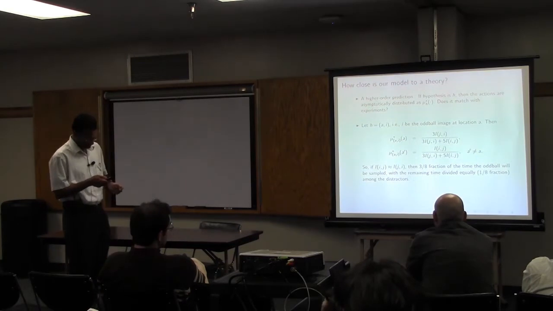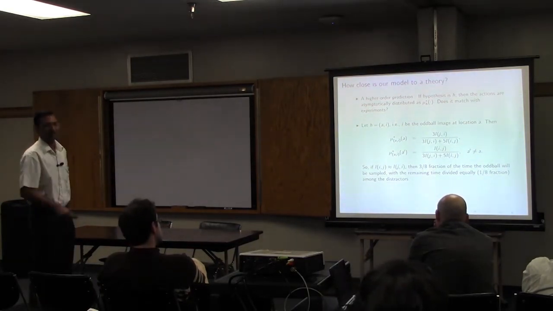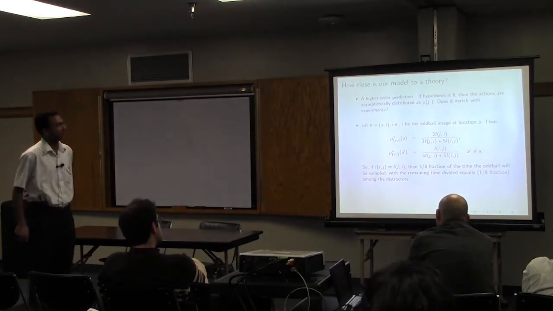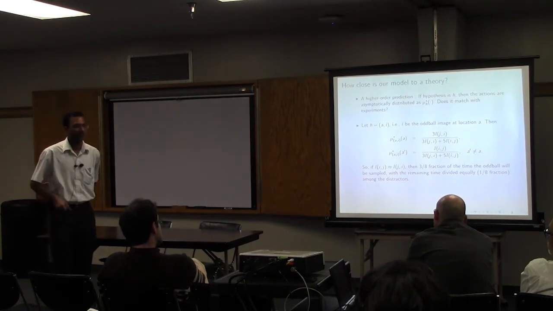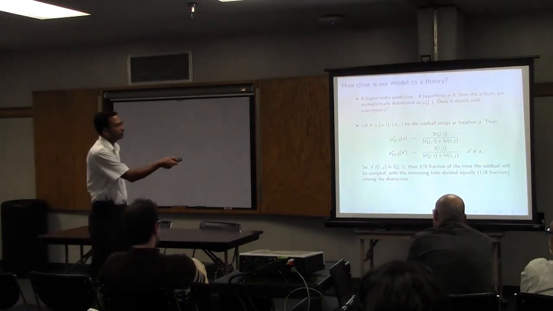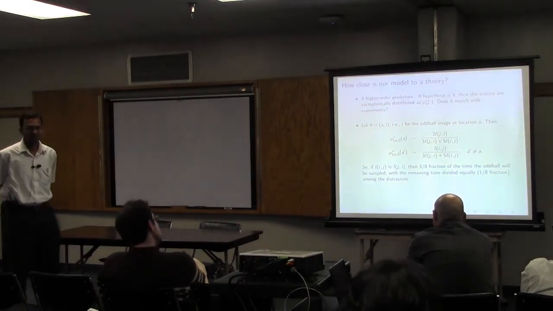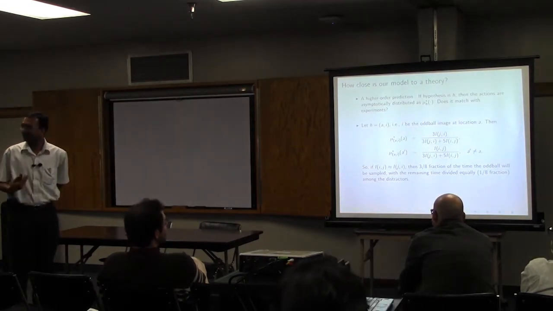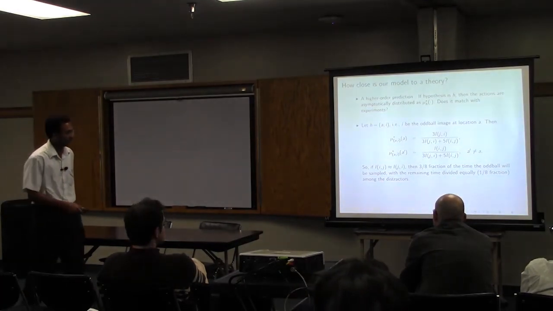Okay. And the prediction is that if the hypothesis is H, then the actions are asymptotically going to be distributed according to this optimal policy. So the Chernoff theory essentially says that it ought to be distributed according to this mu star H. Is that indeed the case? Can we design experiments and see whether that is indeed the case?